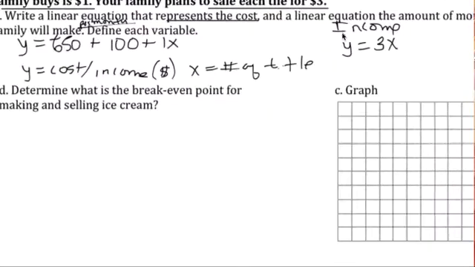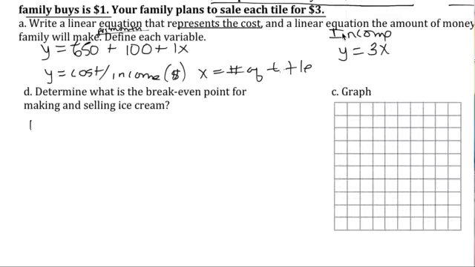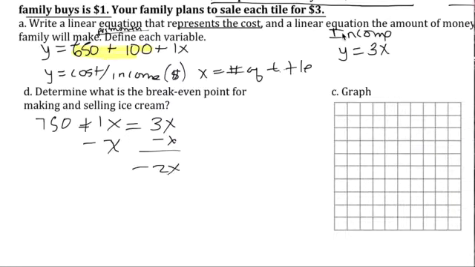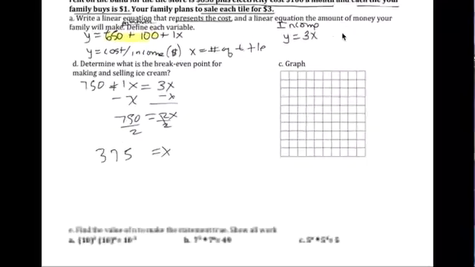Determine the break-even point and then graph it. Okay. So break-even point 650, the cost has to equal to, so that's 750 right there of fixed income. And then divide by 2. Half of 750 is 375. They have to sell 375 to break even.